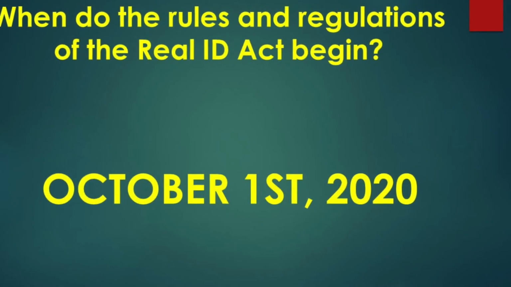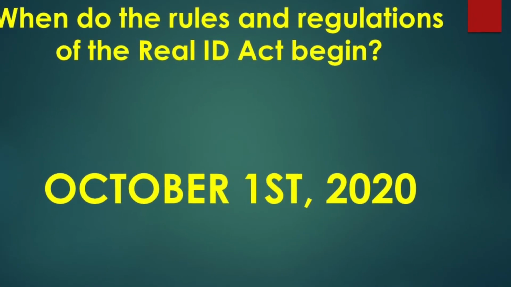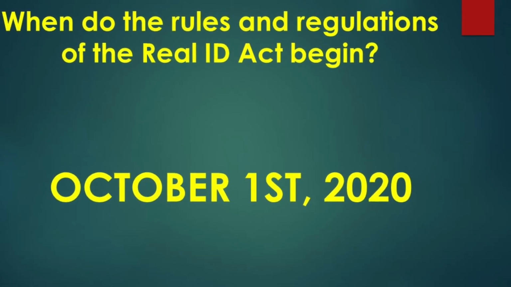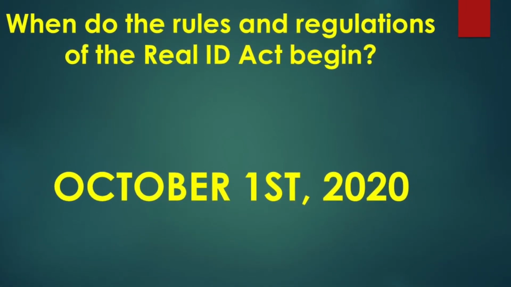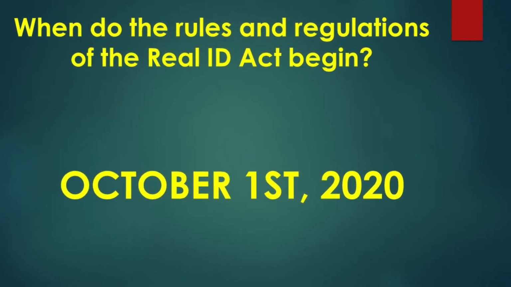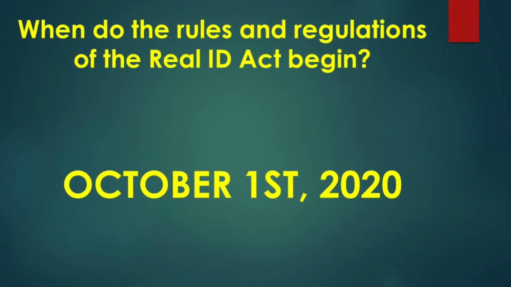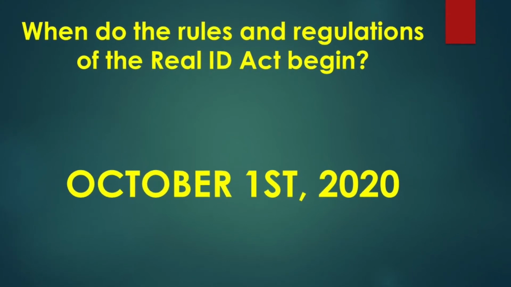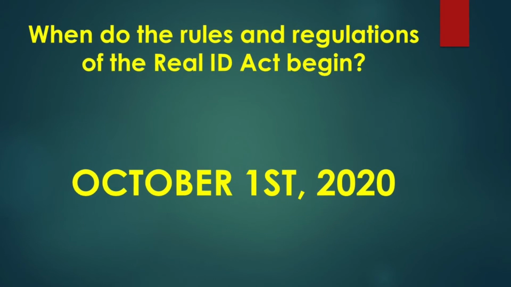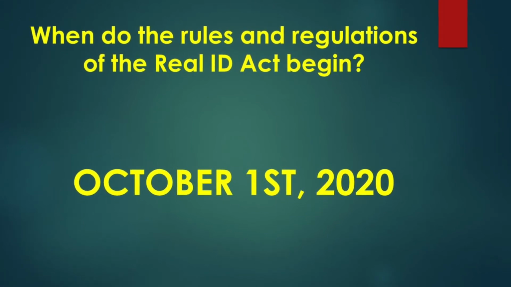Okay, so this is how you obtain a Real ID, but if you don't have a Real ID as yet, there's no need to worry, as you still have some time to obtain one. The rules and regulations for this act begin on October 1st of 2020. So basically, beginning October 1st of 2020, every air traveler 18 years of age and older will need a Real ID compliant driver's license, state issued enhanced driver's license, or another acceptable form of ID to fly within the United States.